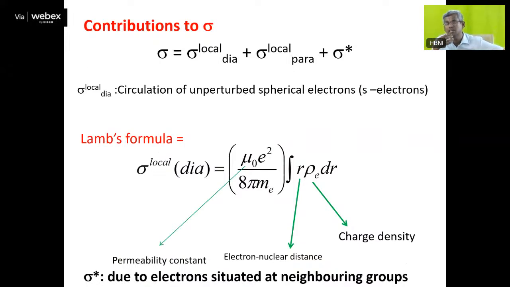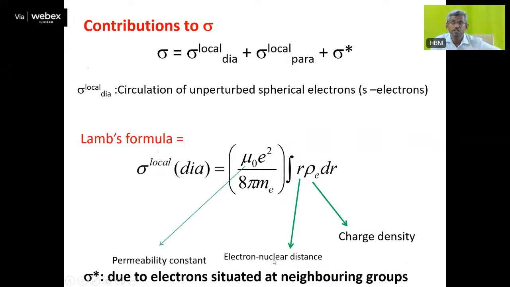It is just to have a feeling of the effect of the s electrons, the spherical electron cloud distribution around the nucleus. This is mainly coming from the applied magnetic field, because the diamagnetic electrons undergo circulation, and this generates a magnetic field, which is expressed by this relation, where mu0 is the permeability constant and r is the electron-nuclear distance.